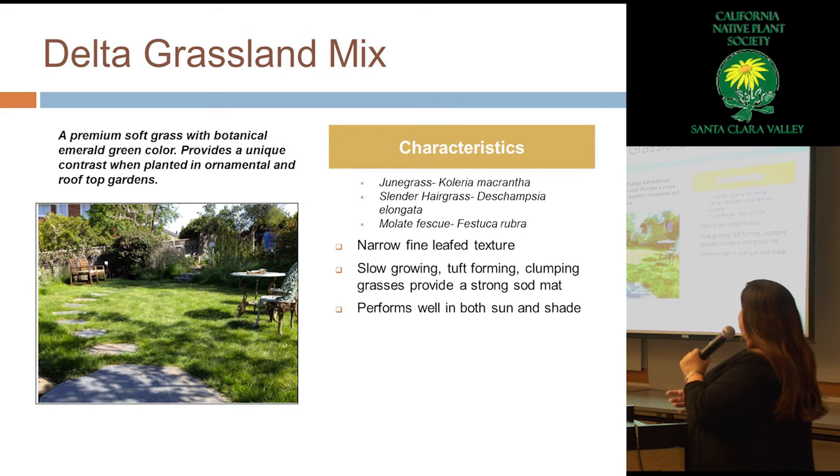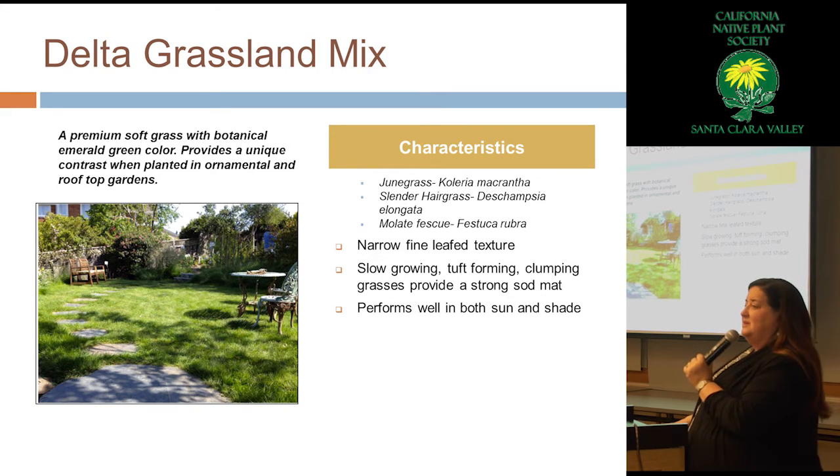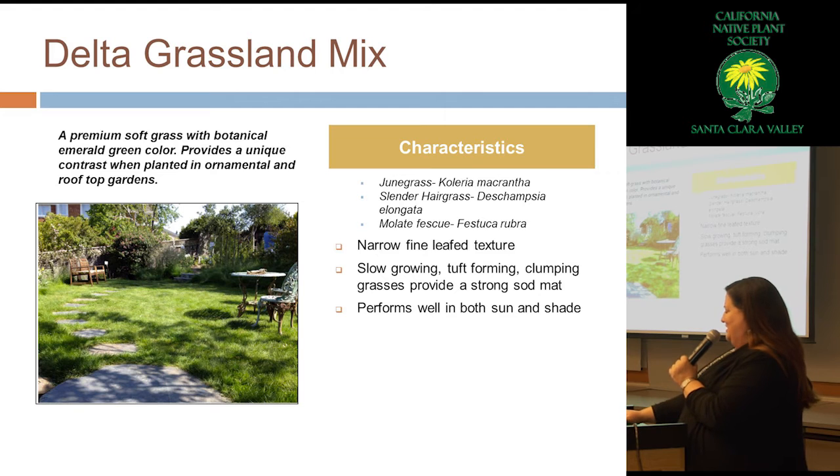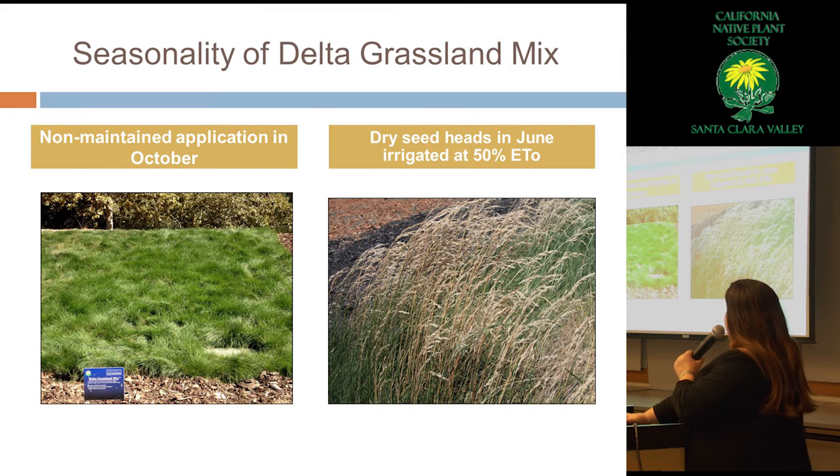So it has slender hair grass, which is Koeleria. It's a real tufty, light green plant. So just to give you some variation in color, everything in our lawn doesn't have to be dark green and perfect looking all the time. If you like a little variation, this is another option. Just showing again the seasonality of it.